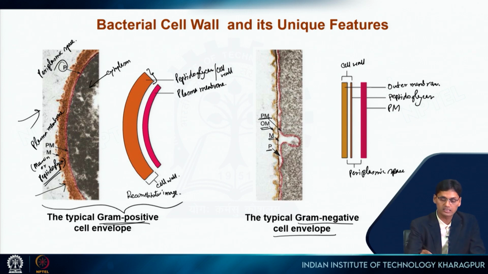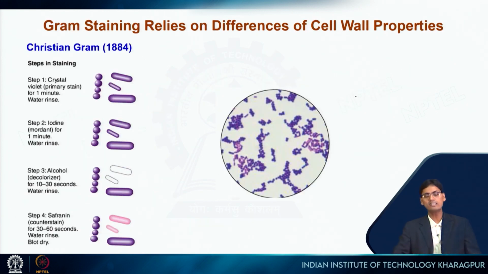As you can see, this is the very thick peptidoglycan layer, and because of that these bacteria behave as gram positive bacteria. On the other hand, the peptidoglycan layer is very thin in gram negative bacteria. So what is the technique here? Very briefly I will go through it. Gram staining relies on differences of cell wall properties.